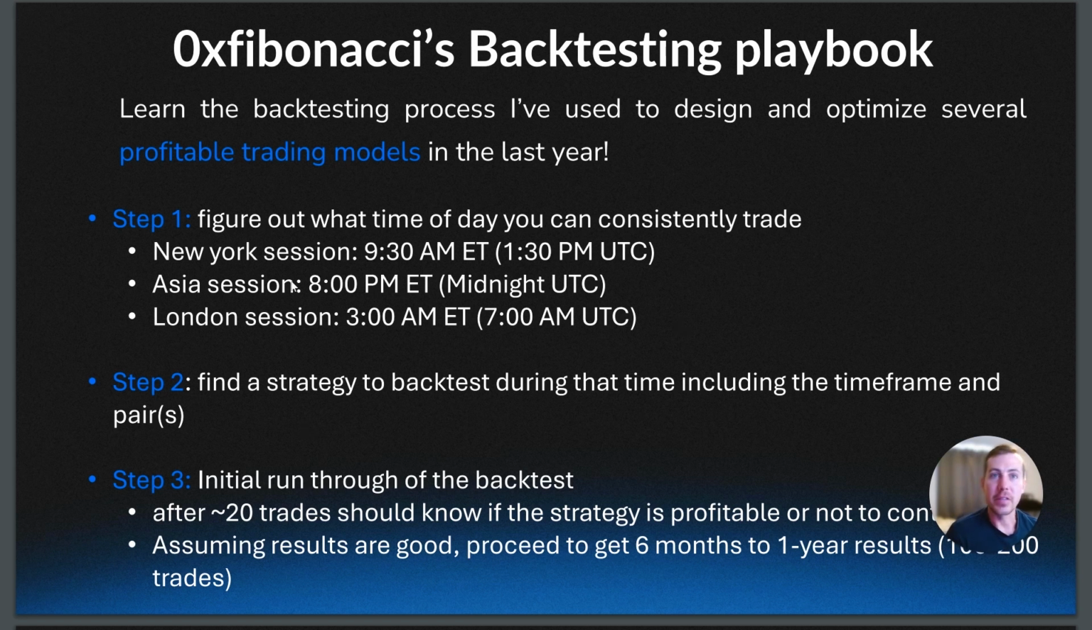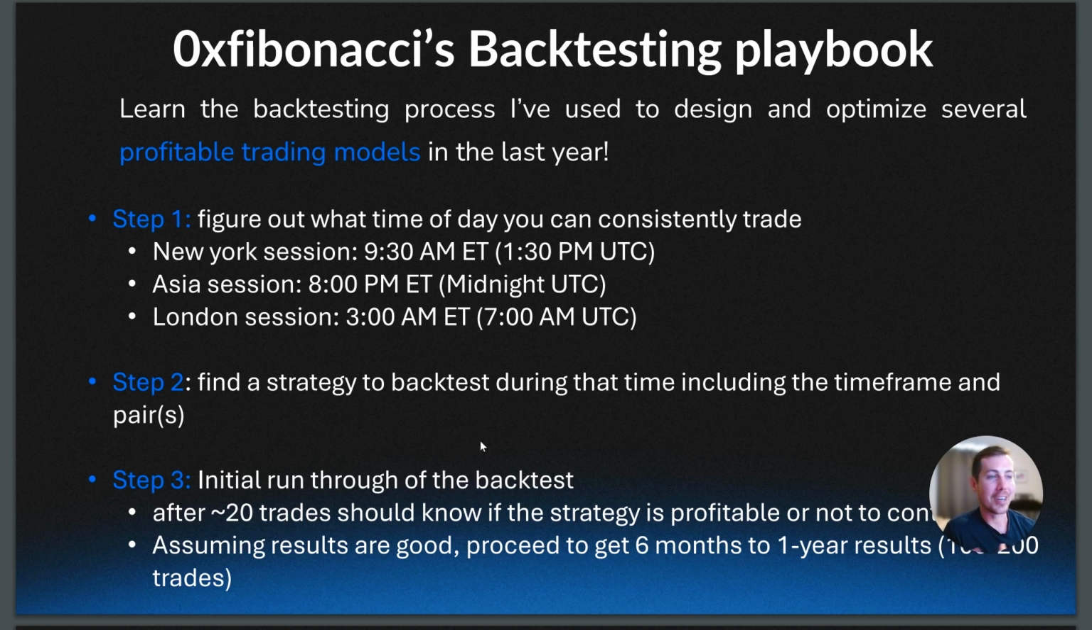The next step after you've figured out when you can trade and what you're going to start backtesting is doing an initial run through. Generally after about 20 to 30 trades, you should at least have a good idea if the strategy is profitable or not. If it's giving you a decent equity curve with the wins outpacing the losses and you're starting to see some profits come in, then it's encouraging to know you should be able to continue.